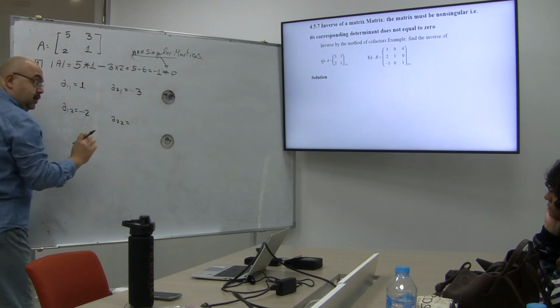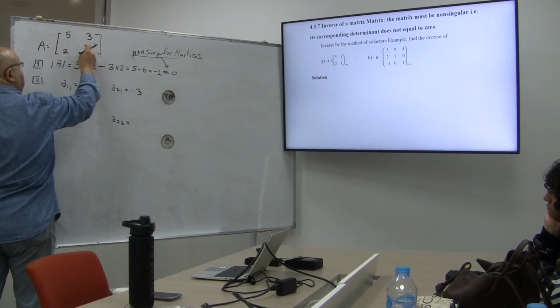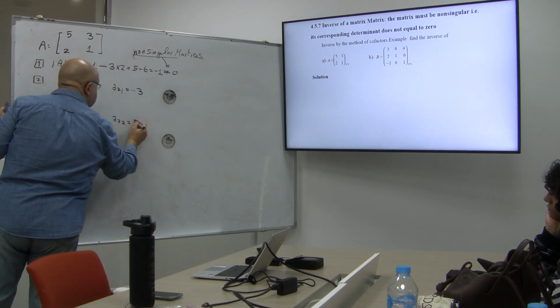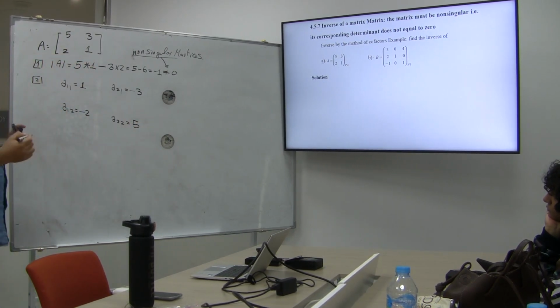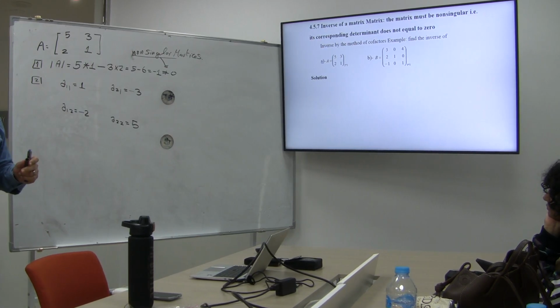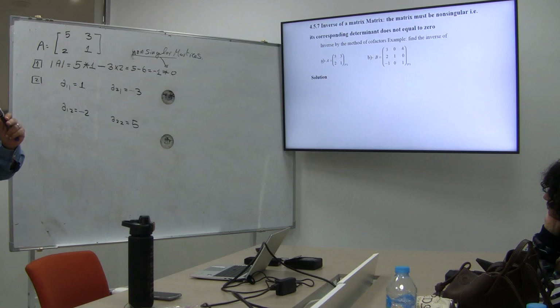I will go for 2 and 2. Second row, second column. I will eliminate both of them. The remaining will be 5. This is what's called the cofactor, or the factors of the determinant. I will go at each position, eliminating row and column at this number, and will write the remaining part.